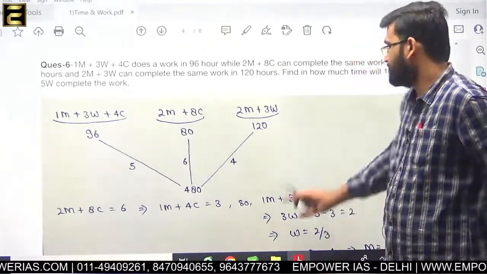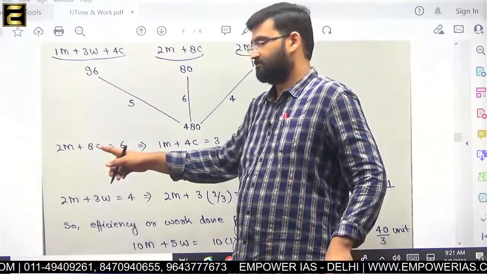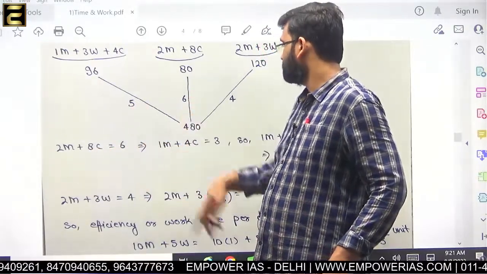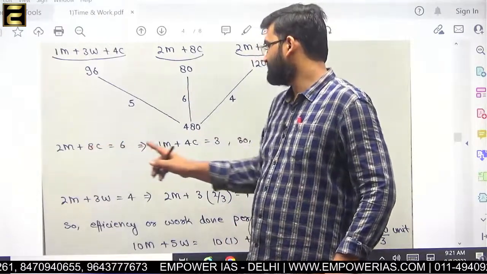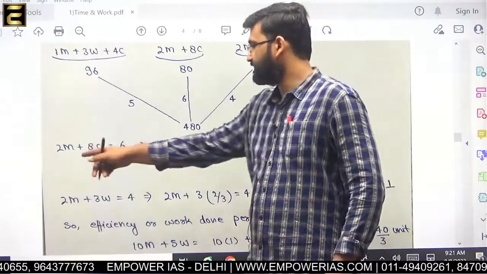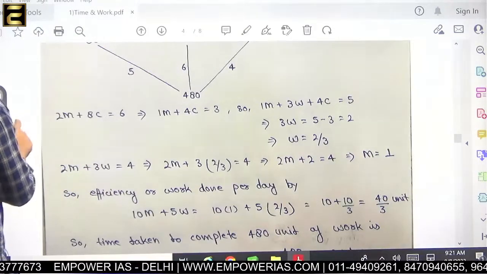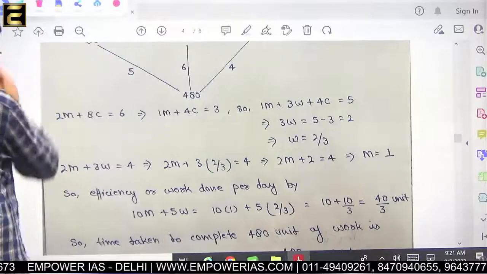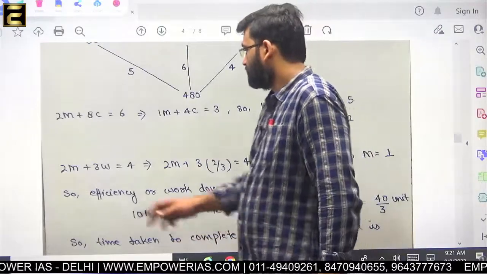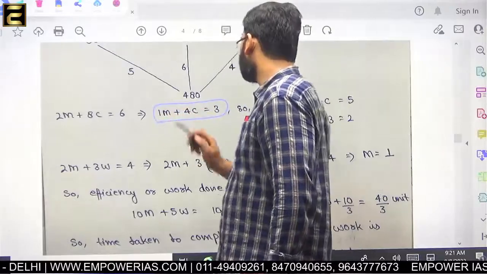Okay? So see here, 2 men plus 8 children, they are doing how much unit of work in 1 hour? 6. Okay? So we can simplify this as 1 man plus 4 children is equal to 3. See here, 2 men plus 8 children is equal to 6. It means that 1 man plus 4 children is equal to 3.